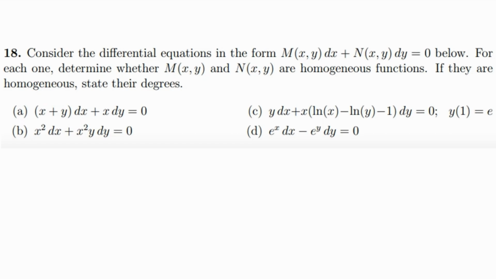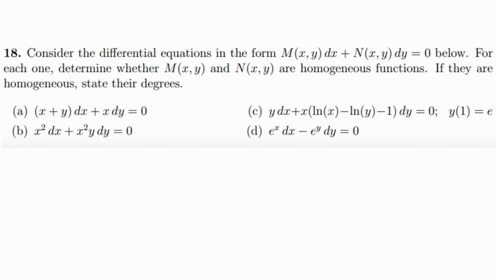We're going to consider the differential equations in the form M(x,y) dx + N(x,y) dy = 0 below. For each one, we want to determine whether our M and N are homogeneous functions, and if they are, we want to state the degrees. So to find if something is homogeneous or not, we want to combine the variable t with the current variables inside, whether they be x or y.